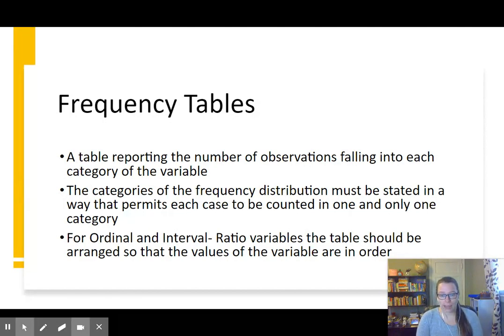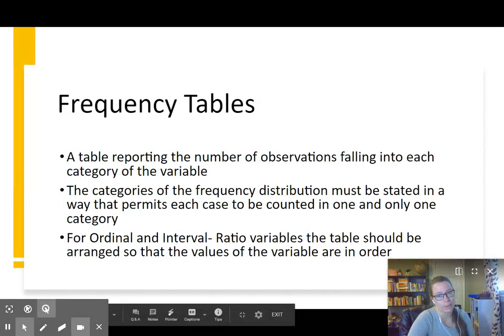So if I ask about the highest education you have received, when I put this in my chart, it shouldn't say PhD, GED, master's, bachelor's, whatever, right? It should be in order. But when we look at nominal variables like your political party affiliation, there's not really a ranking system there, so it doesn't really matter exactly how we put our nominal variables into a frequency table. But it absolutely matters when it comes to ordinal and interval ratio variables.